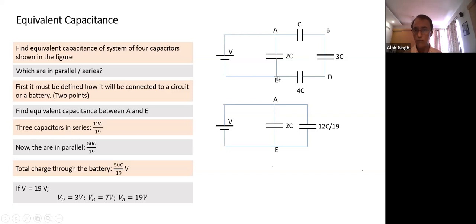So if this is 0, this will become 0 plus 3, because the potential drop across this is 3 volts. This point will become 3 volts. Across the next, the potential drop is 4, so 3 plus 4, this will become 7. And 7 plus 12, this will become 19. So practice this question, you can easily calculate potential at different points.